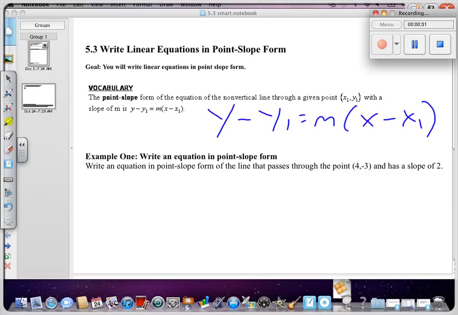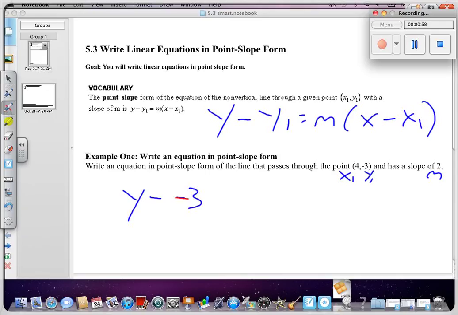So if we are looking at example 1, we're looking at the point (4, negative 3), and it has a slope of 2. So first I'm going to label all these things. I know 4 is x1, and I know negative 3 is y1, and I know the slope is m. So now I'm going to look at this equation. Well, I know I've got y1 is negative 3, so minus a negative 3.